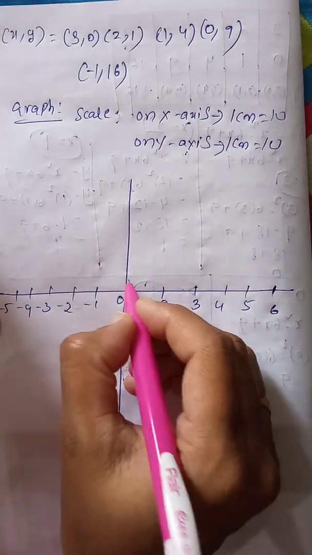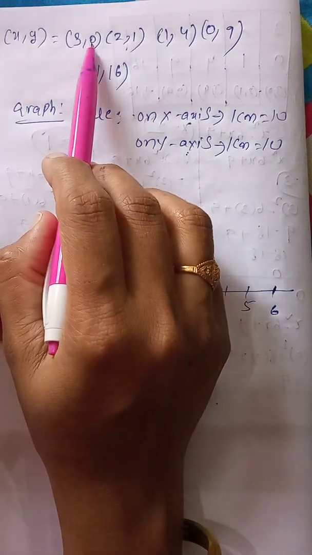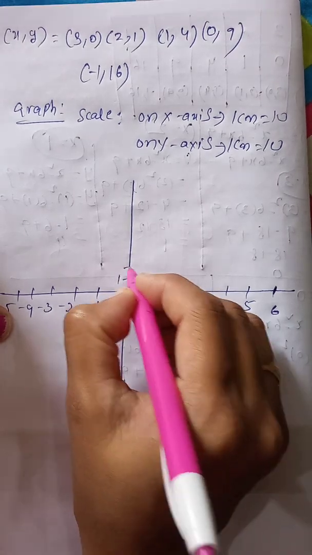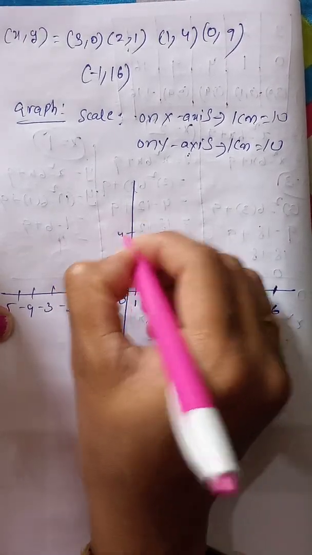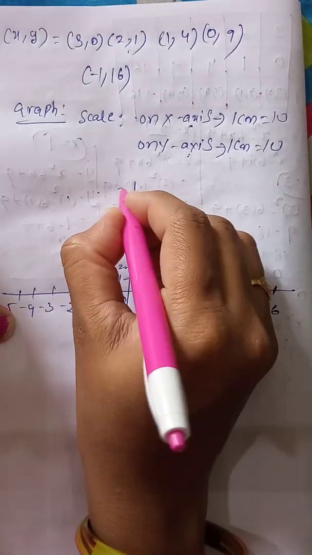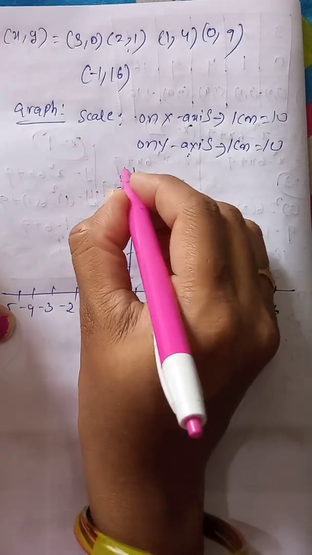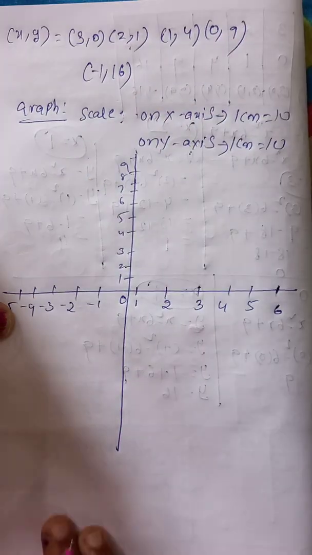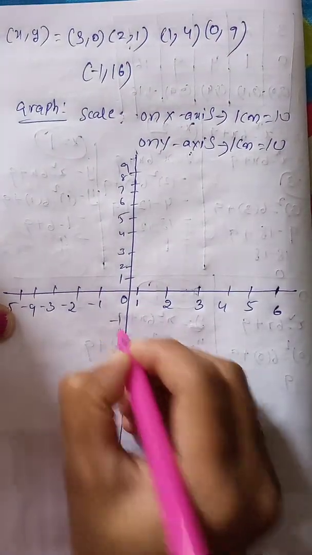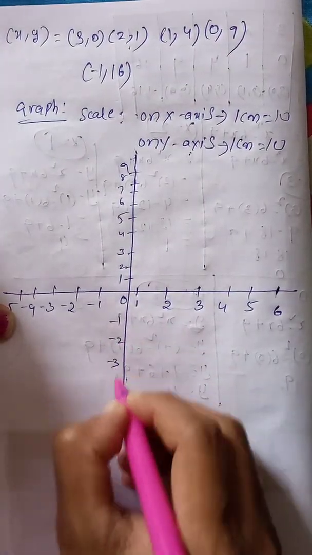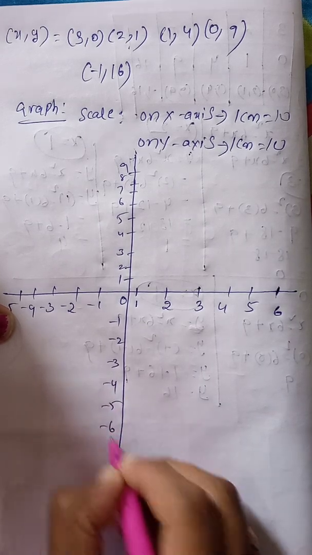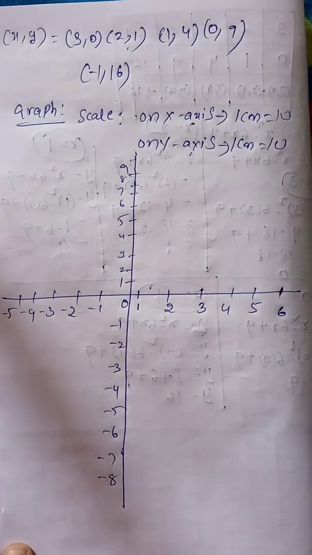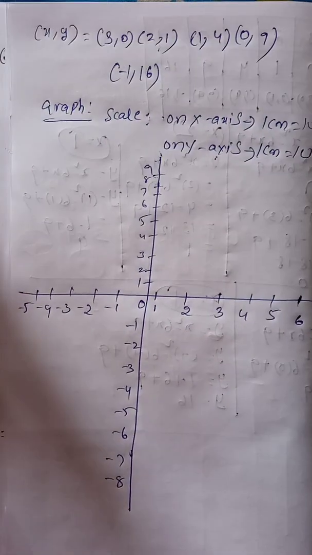And on the y-axis, we have 0, 1, 4, 9, 16: 1, 2, 3, 4, 5, 6, 7, 8, 9, so we get 16 somewhere. Here on the y-axis all negative values: minus 1, minus 2, minus 3, minus 4, minus 5, minus 6, minus 7, minus 8. So now locate all x and y values on the graph.